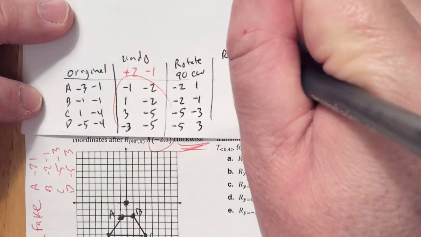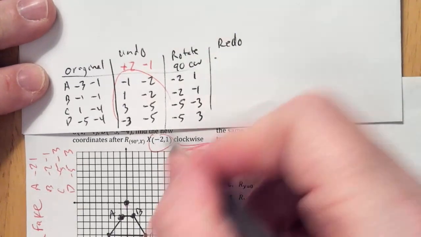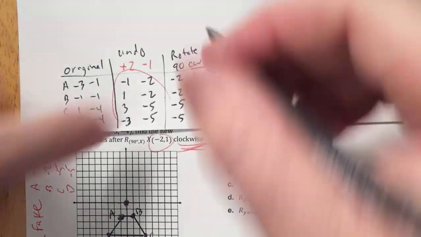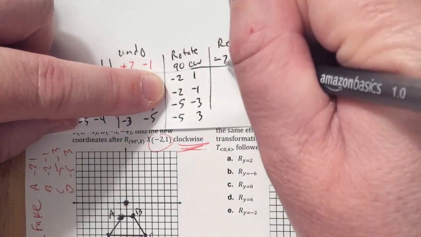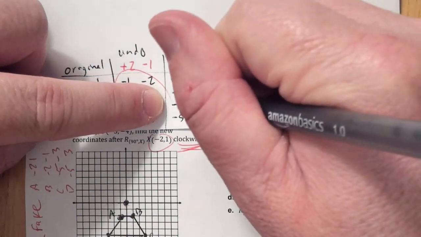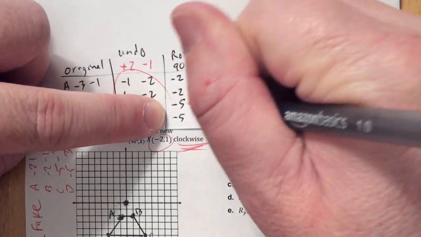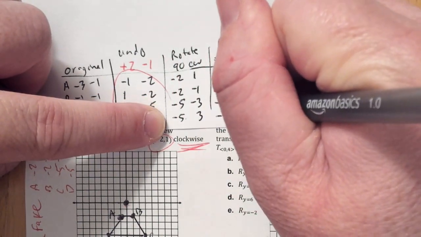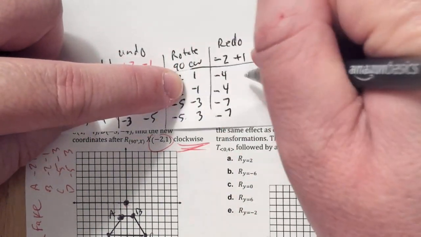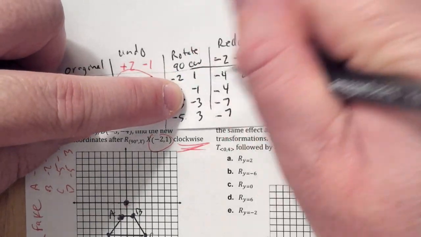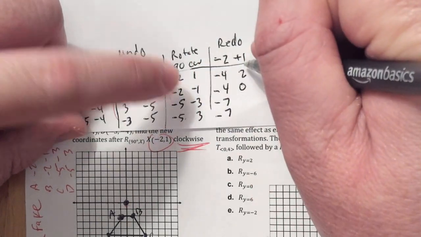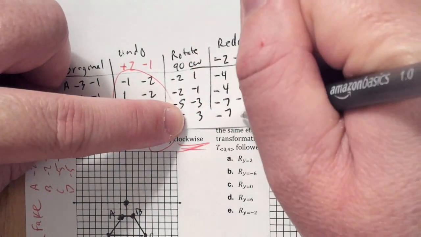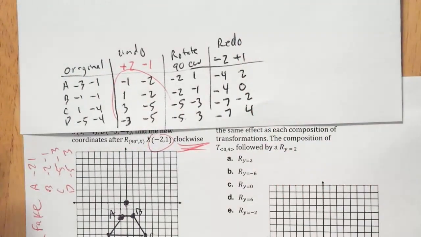Now all I have to do is redo the center, which was originally -2, +1. So we take our calculator: -2 minus 2 is -4. -2 minus 2 is -4. -5 minus 2 is -7. And -5 minus 2 is -7. Then we're going to add 1. 1 plus 1 is 2. -1 plus 1 is 0. -3 plus 1 is -2. And 3 plus 1 is 4. And those right there are your final answers.